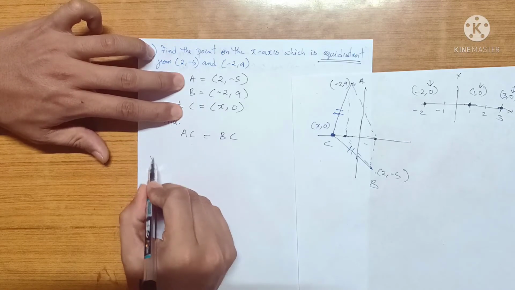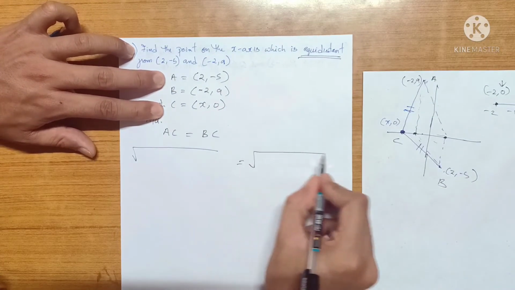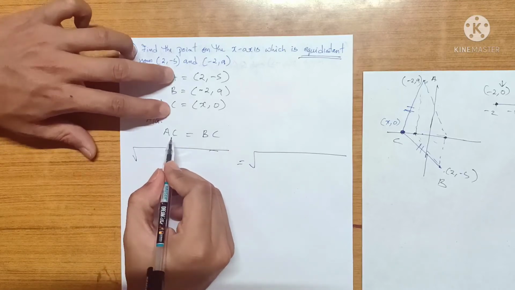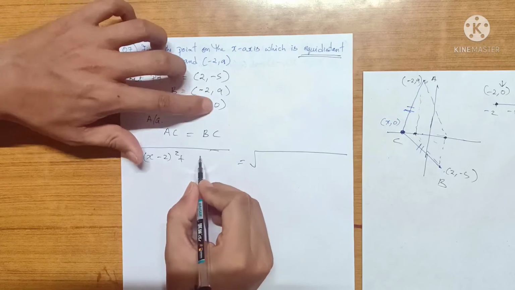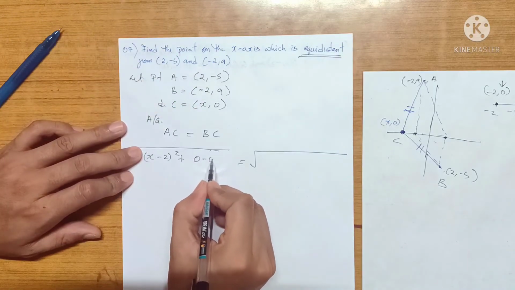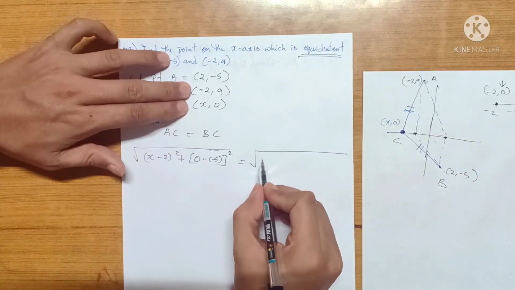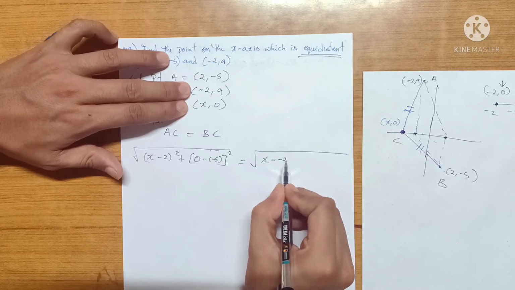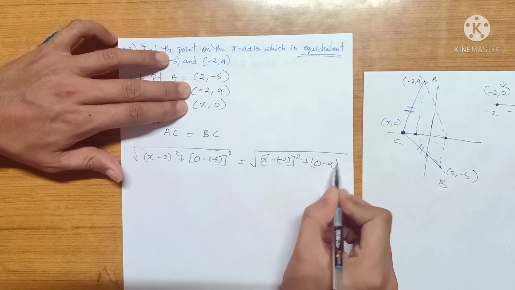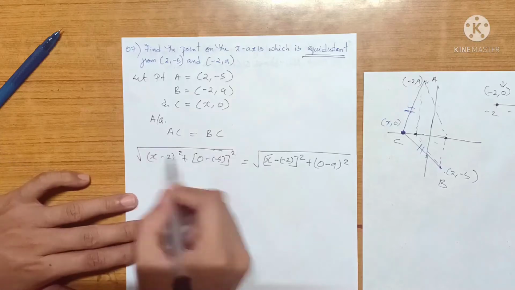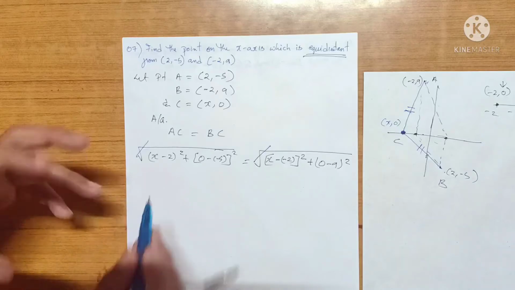So the formula for the distance AC would be the square root of x2 minus x1, the whole square, plus y2 minus y1, the whole square. And then BC is the square root of x minus minus 2, the whole square, plus 0 minus 9, the whole square. Whenever you see this kind of thing where there are two roots, you can literally cut the roots. It's like saying squaring both sides.